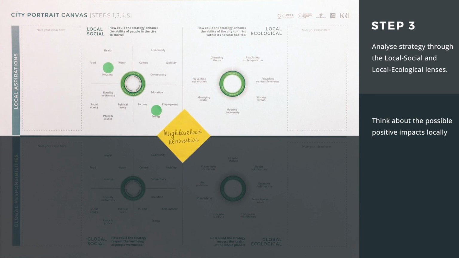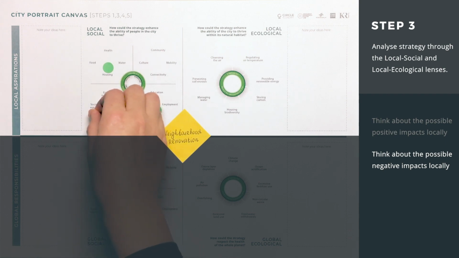From this, I'm also then going to think about the possible negative impacts of my strategy locally, both direct and indirect. It's important to think about how to ensure that this strategy is affordable and equitable to all residents of the neighbourhood, regardless of income. So I'll add a red note to social equity to note the risk of unaffordability.